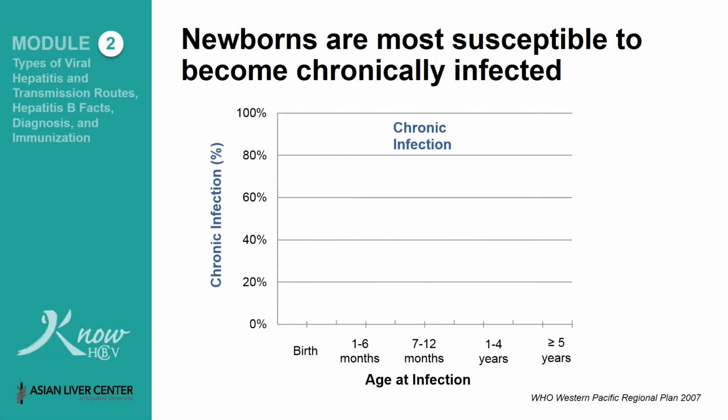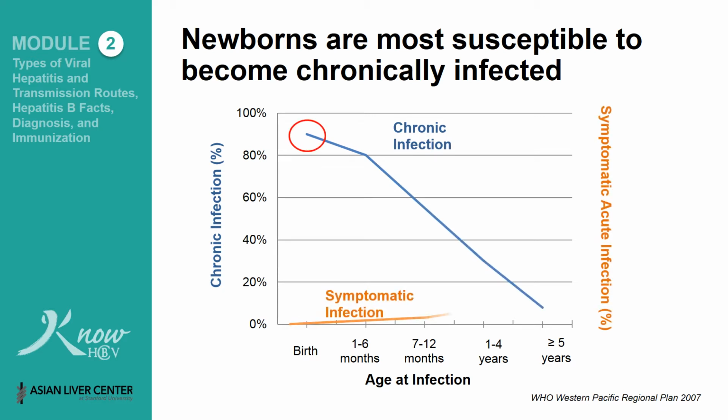Now let's learn about what happens when a person without immunity becomes infected with the hepatitis B virus. The outcome of HBV infection is closely related to the person's age. This chart shows that the younger the person becomes infected, such as newborns, the higher the chance they will not clear the infection and will develop lifelong chronic hepatitis B infection.